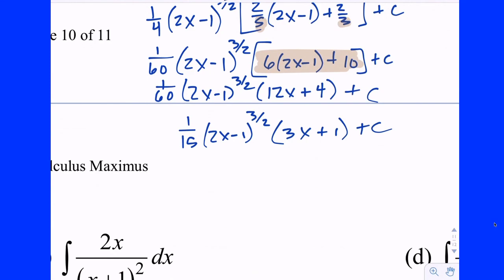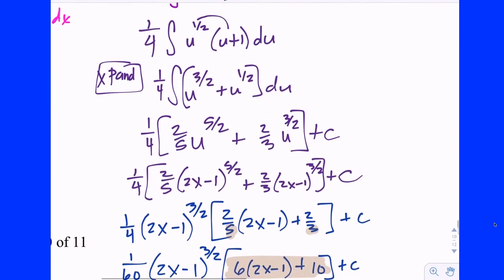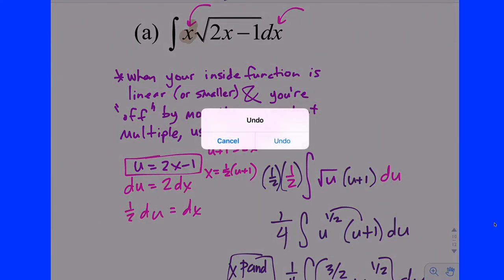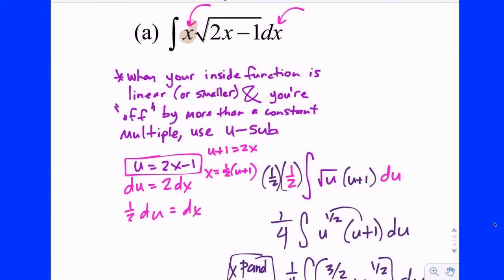So when is u-substitution actually required? When your inside function is linear or smaller, and you're off by more than a constant multiple. And you're going to have to replace, of course, the thing you're calling u, you're going to have to replace dx and the variable x separately. And then the next step after that is always going to be to expand X game style.